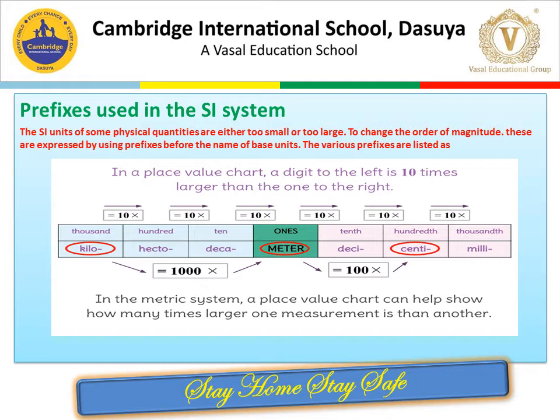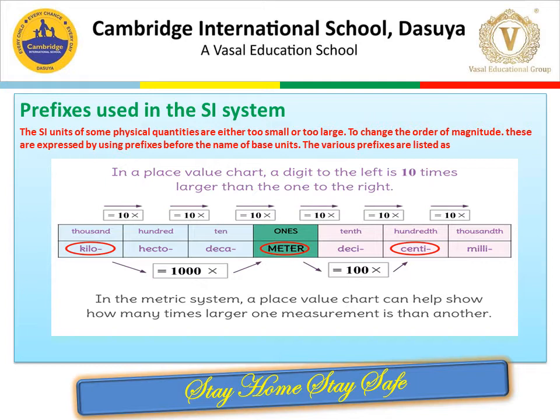And then as we move toward kilo, toward the left, it becomes 10 times hectometer, and that is equal to kilometer. That means from 1 meter to kilo, the magnitude has increased by 1000 times, that is 10 into 10 into 10.